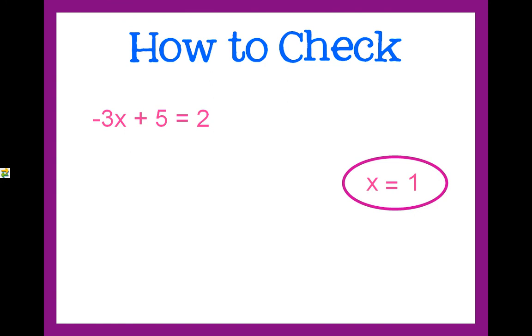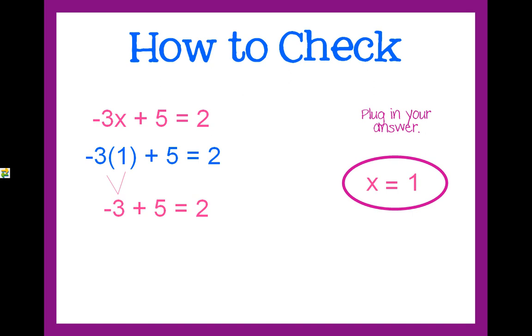Okay, just like in the other videos, I'm going to show you how to check a two-step equation. You're still going to plug in your answer. So in this question, we said x was 1. So let's see if we're right. We're going to plug it in. All we did was plug in 1 where x was. Now we need to solve. -3 times 1 is going to give us a -3. Bring everything else down. -3 plus 5 is 2. 2 is equal to 2. So if both sides are equal, then our answer is correct. So x is equal to 1. We are right.